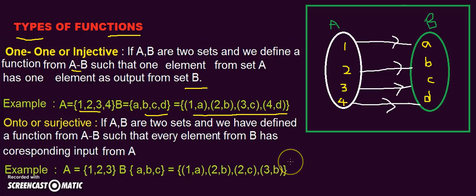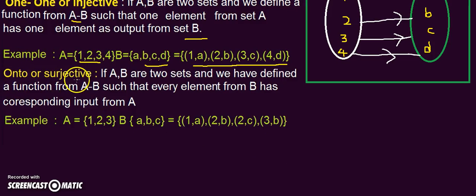Now coming to the second type of function, which is the onto or surjective function. If A and B are two sets and we have defined a function from A to B such that every element from B has a corresponding input from A, that function is known as an onto or surjective function.